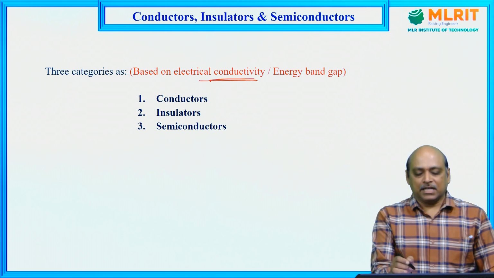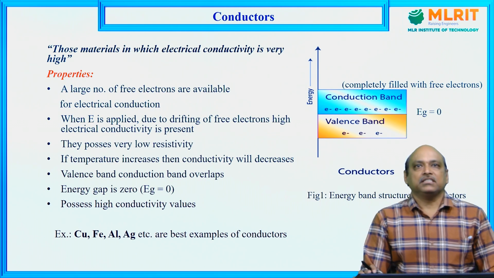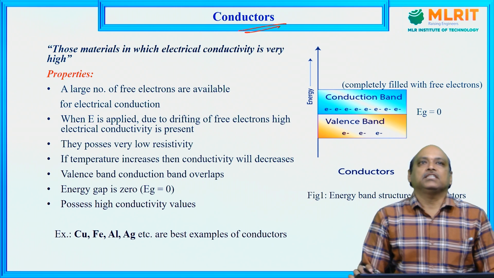We can also ask, what is energy band gap? It is the gap between the conduction band and the valence band. Based on energy band theory, we can also classify the materials the same way. It is nothing but conductors, insulators, and semiconductors. Now first, let me take the properties of conductors.